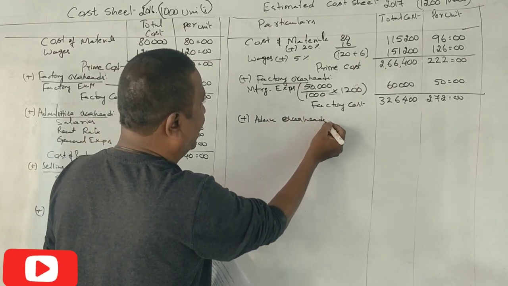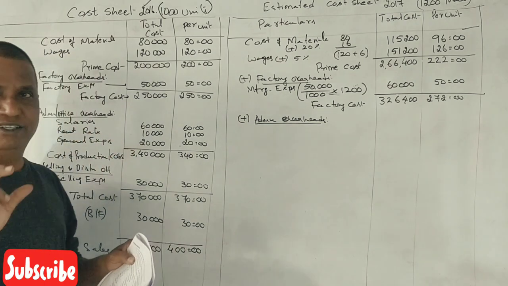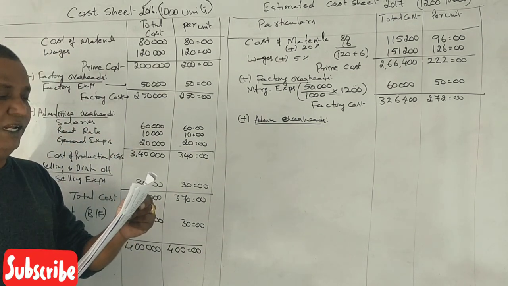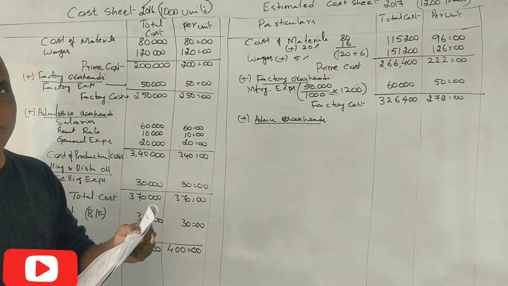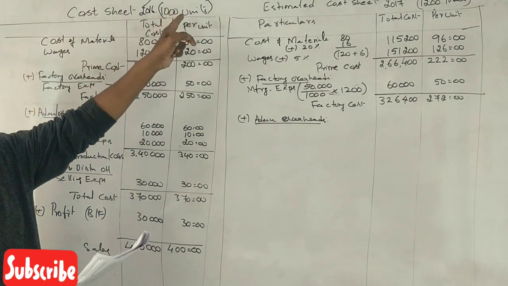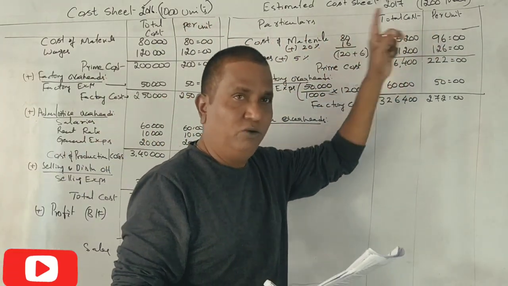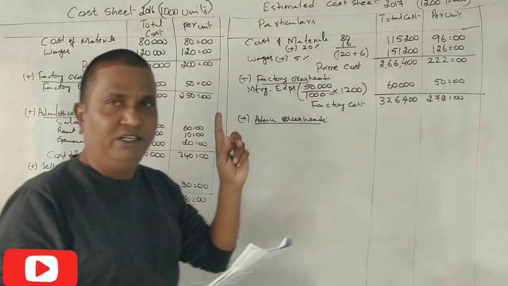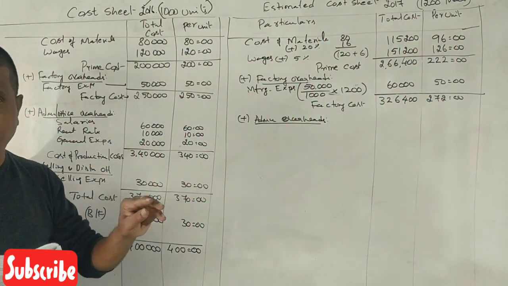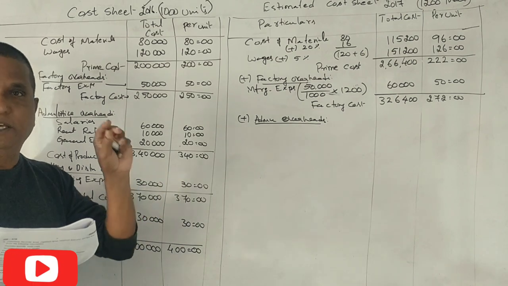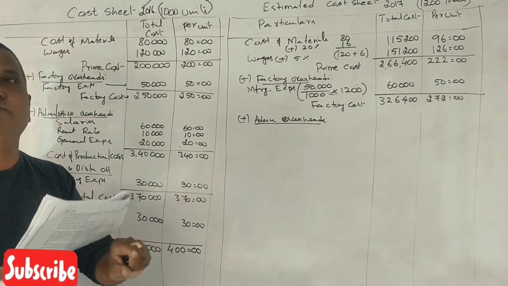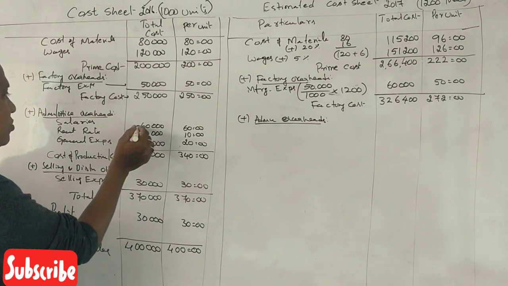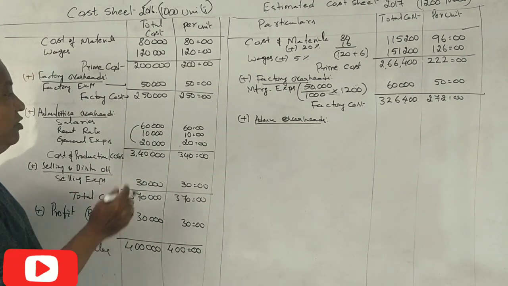See, try to understand the sentences, then only you will be able to solve. What is given? Other expenses will remain unaffected by rise in output. That means the output is 1000 units here, it is 1200. If you manufacture 1000 units or 1200 units, the other expenses will not change, will remain unaffected. That means what is the administration and office expenses in total of these three? No, only these three.